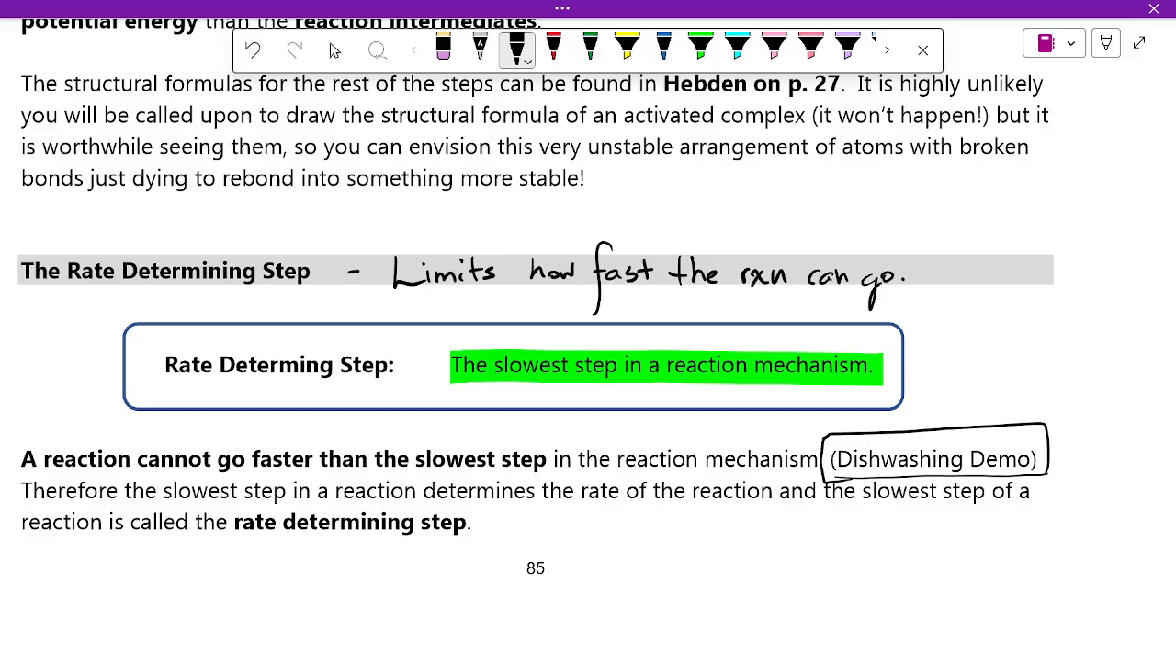Can we go any faster than James? No, so it doesn't matter whether the slow step is the first step, the second step, or the third step. Whichever step it is, it limits how fast we can go. Thank you guys very much. You each get a bonus mark on your next one.